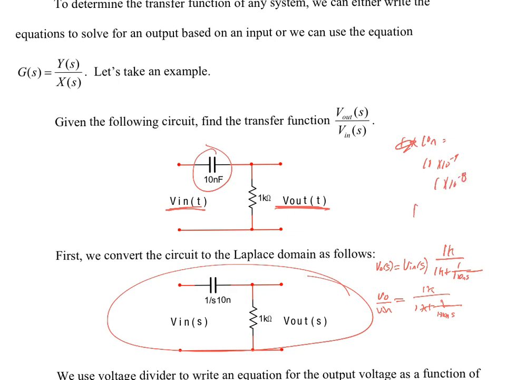What is 1k times 10 nano equal to? Yeah, because it's 1 times 10 to the positive 3, times 1 times 10 to the minus 8th. What does that equal?